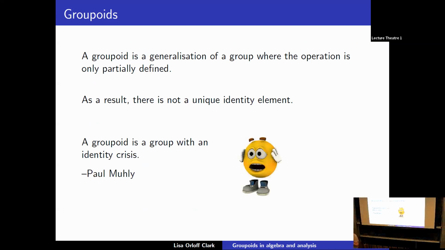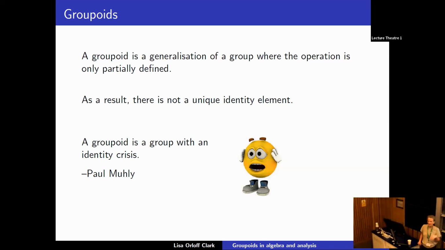A groupoid is a group with an identity crisis. Paul Muhly is known to say this regularly. I don't know if he still says it, but I wanted to give a shout out to Paul Muhly because when I first learned about groupoids, it was actually his notes that were my foundation. So yeah, that's a little guy with an identity crisis, I think.